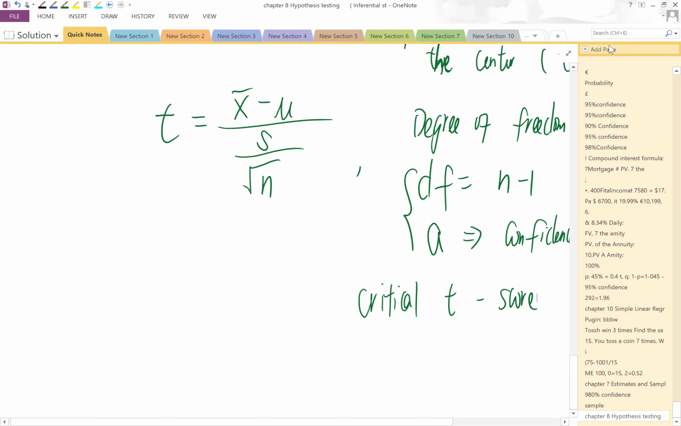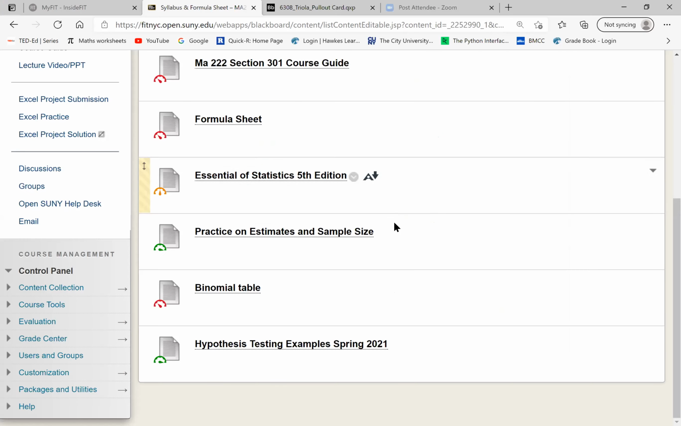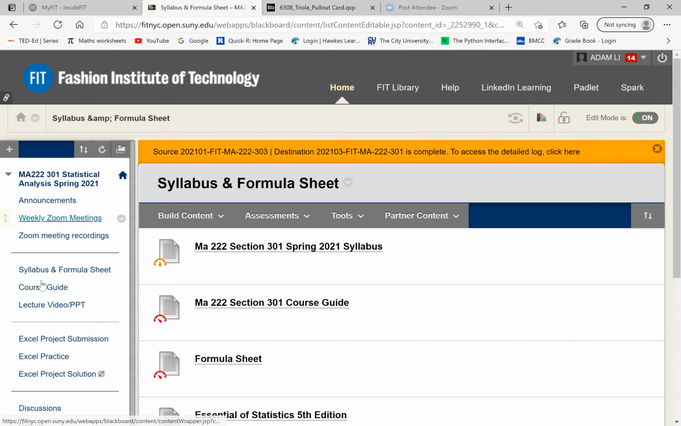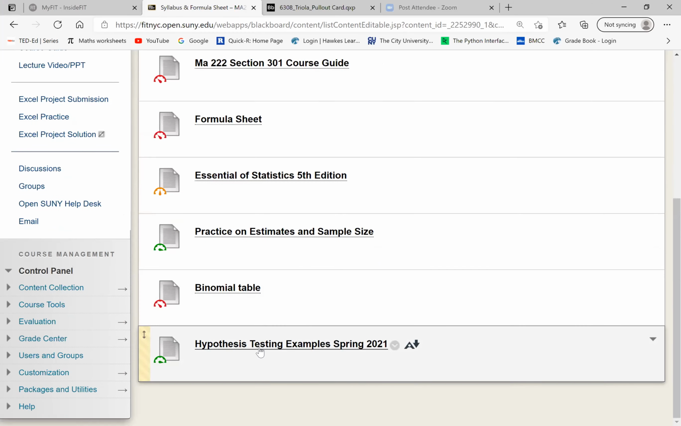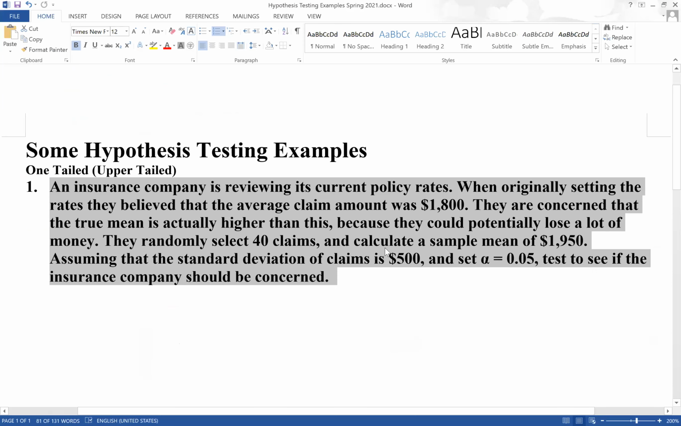I'm sorry, where do I find that again? Okay, one more time. Go to Blackboard, the syllabus and formula sheet, and then the very last file, you see examples. Thank you. All right, so open the file. Let's look at example 1 first.